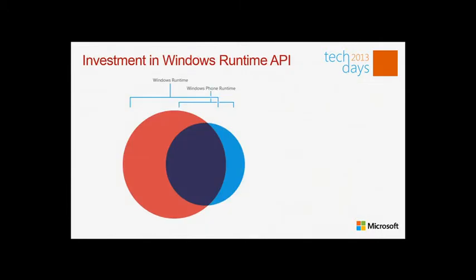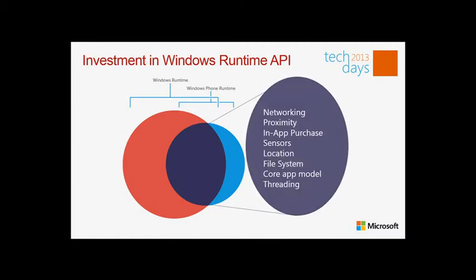I showed this bubble or intersection chart earlier. There are a few APIs that are across both. And so if you're using things like networking or proximity, in-app purchase, sensors, in those cases, those APIs are virtually identical between one and the other. And so that allows you to build applications where you can share the code fairly easily. It's not all APIs, not all of them have made it yet, but keep that in mind. And so things like networking and proximity, all those things are there for you.